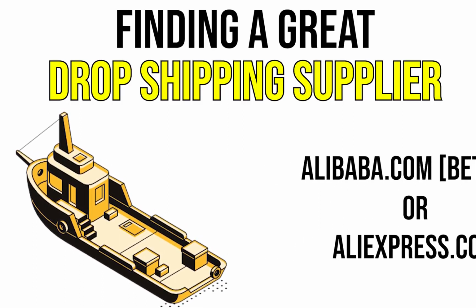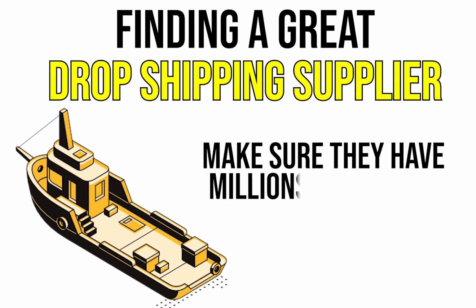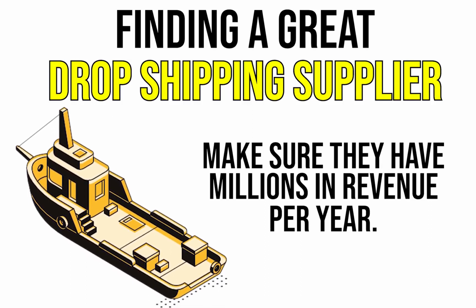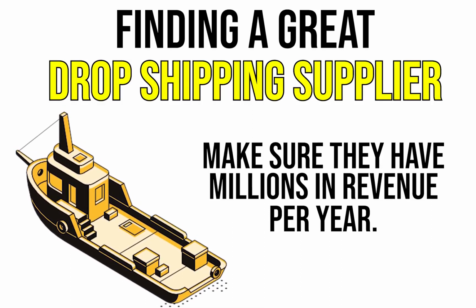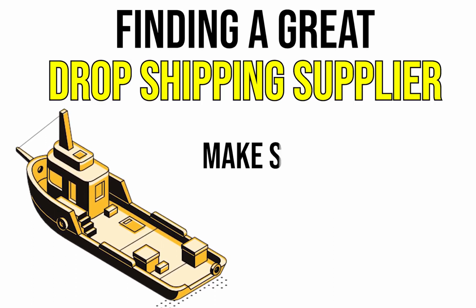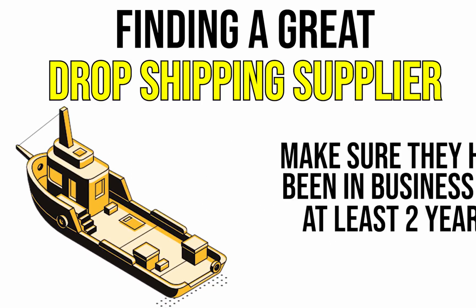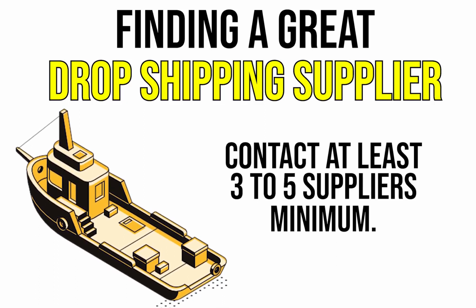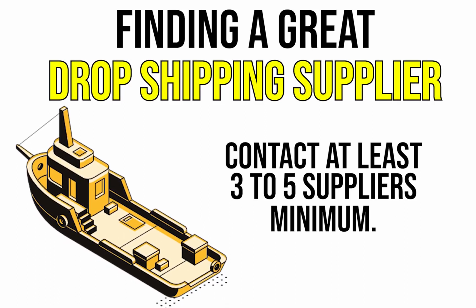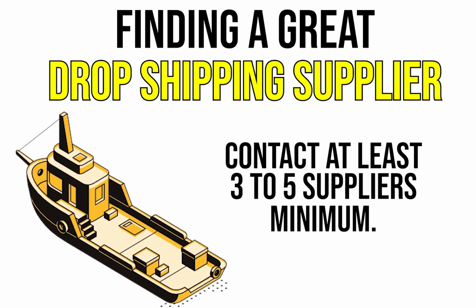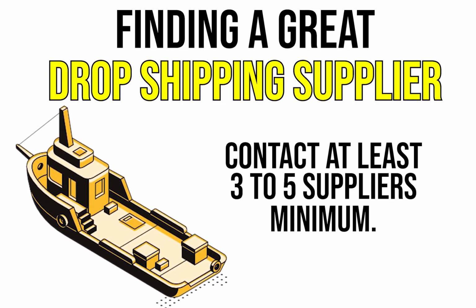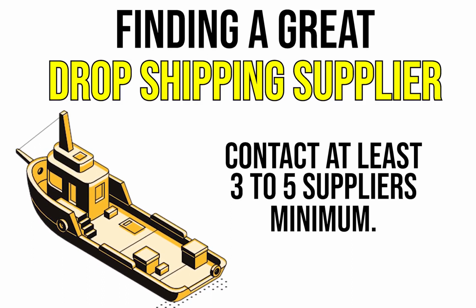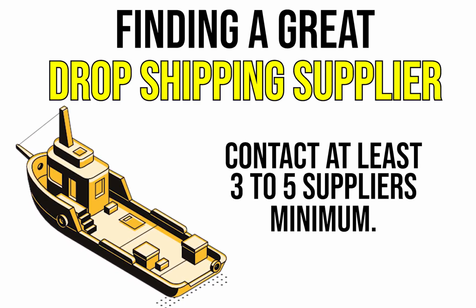So we want to make sure that the suppliers that we're contacting have millions of dollars in revenue per year. And so I'm going to show you how to look at that as well. And also we want to make sure they've been in business for at least 2 years. And we also want to contact at least 3 to 5 suppliers at a minimum, because if we only contact one, then we don't have any reference point in terms of prices. We don't have any negotiating power because we don't know what the accurate prices are for a particular product, and if we're getting ripped off or if we're getting a fair deal.